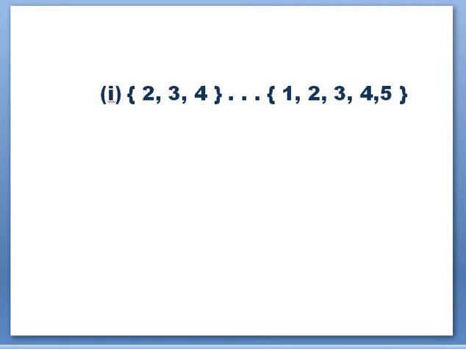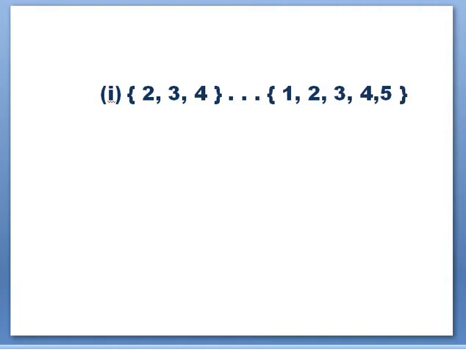Now, there is a question. You may think, why have I directly told you that you have to verify whether the first one is a subset of the second one? Why not the second one as a subset of the first one? See, this is very simple.